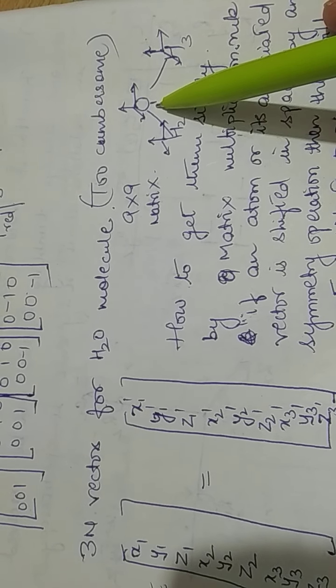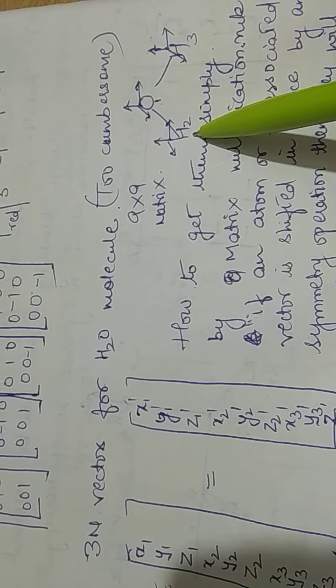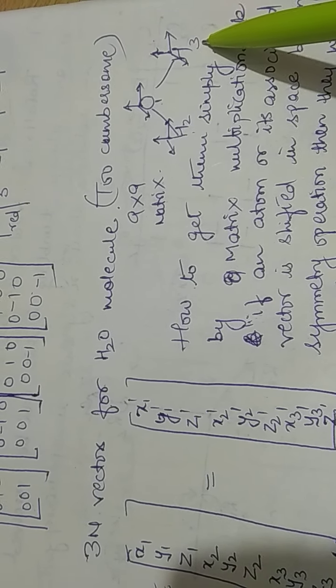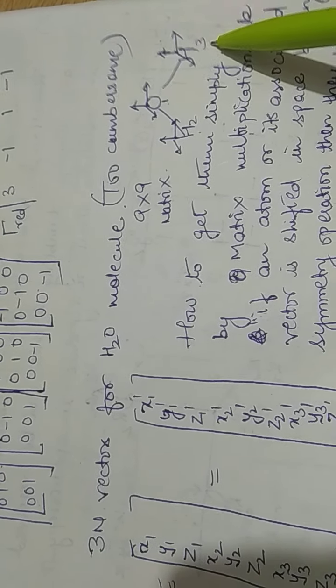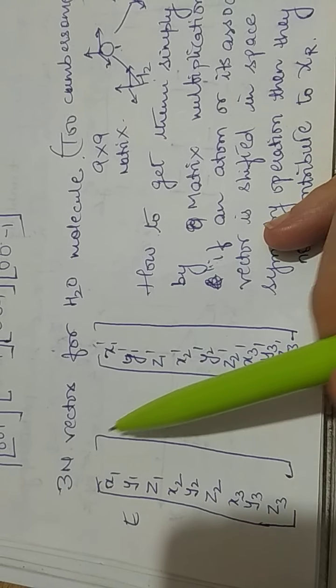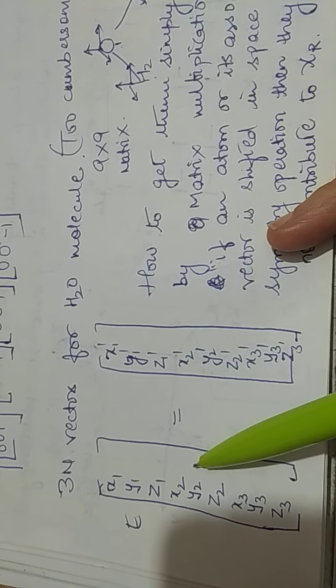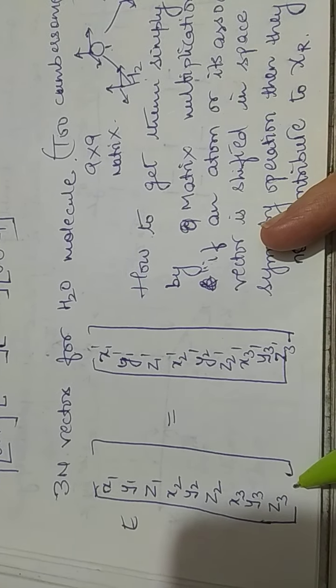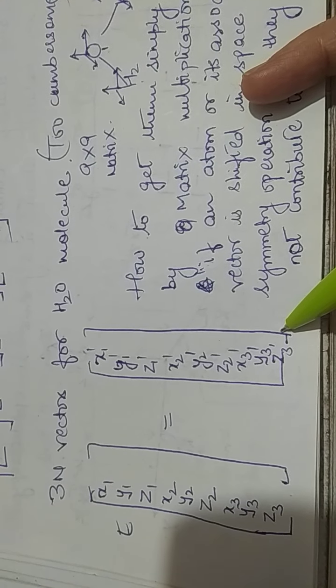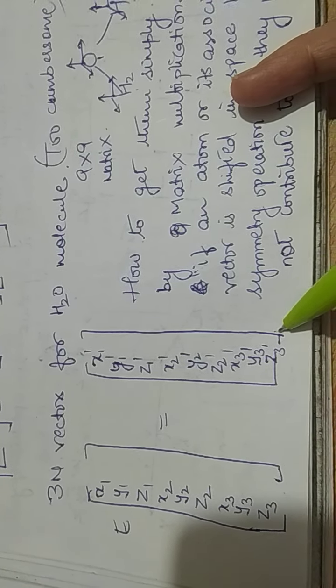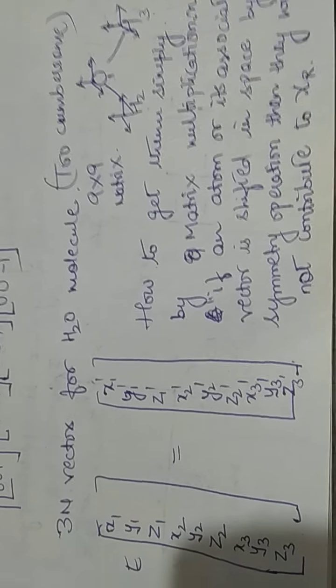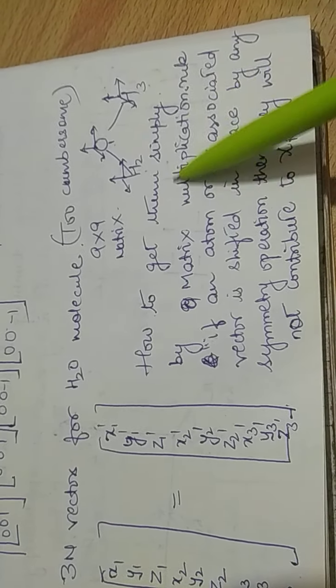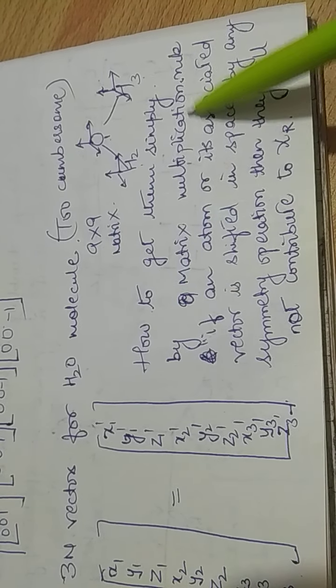So it will have its own x1 y1 z1, its own x2 y2 z2, and its own x3 y3 z3. So we are going to draw a matrix with x1 y1 z1, x2 y2 z2, and x3 y3 z3, and this is being transformed to the primes. And what is the resultant we are going to get, we will see. So how to get them? Simply by the matrix multiplication rule.